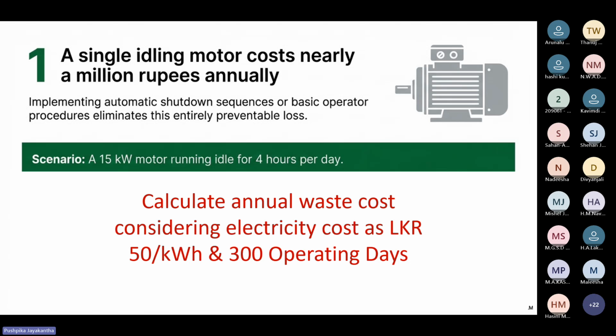Okay, let's move forward. To calculate this energy waste, you have to multiply the power or the energy consumption by the idle time and the operating days. Then you can get 18,000 kilowatt hours waste per year. And then you have to multiply by the unit cost. Then you will get 900,000 rupees per year.